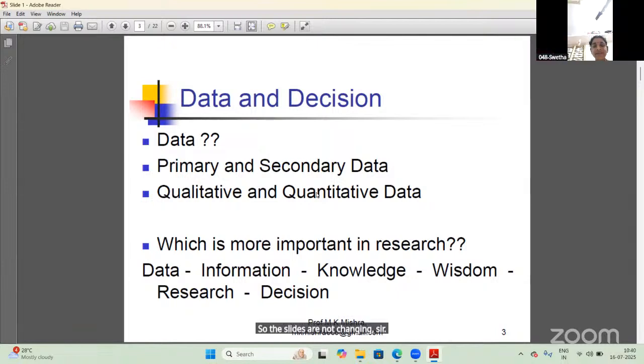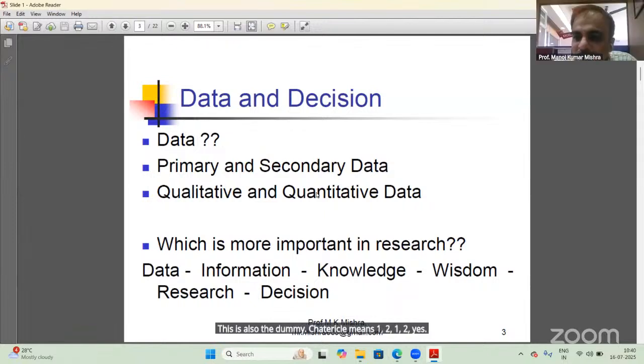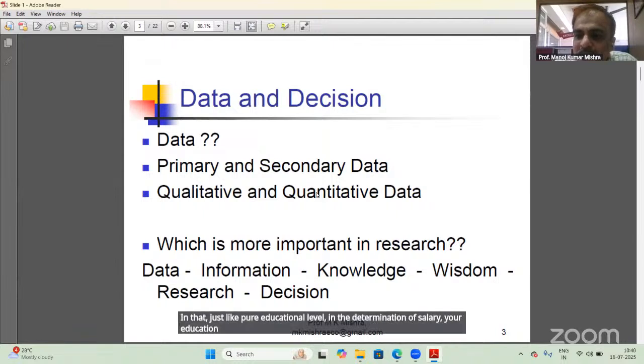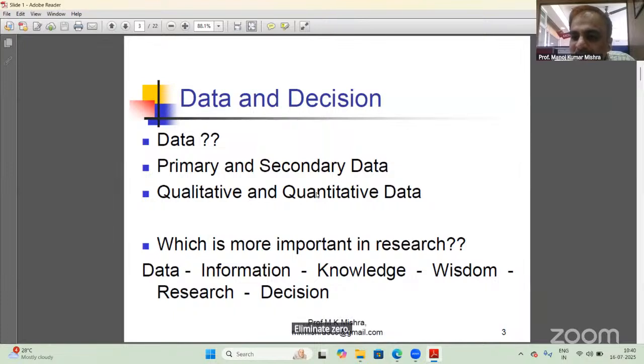Just like your education level, in the determination of salary, your education level also plays a role. Illiterate 0, up to 10th class 1, up to graduate 2, more than graduate 3, like this. This is also categorical. Categorical variables are qualitative. We divide into categories. We do the division.